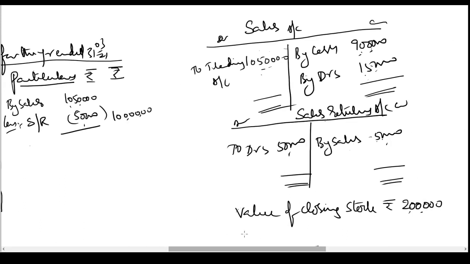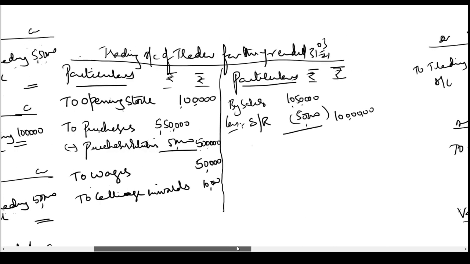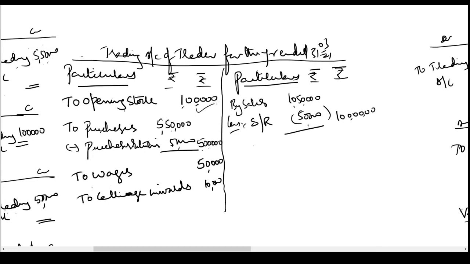And now we are left with some value of closing stock, rupees 2 lakh. It's given in the form of a sentence. What the trader is telling us is, out of the opening stock and out of the purchase made during the year, goods worth rupees 2 lakh have not been sold. So I have to remove it from the cost of goods sold.